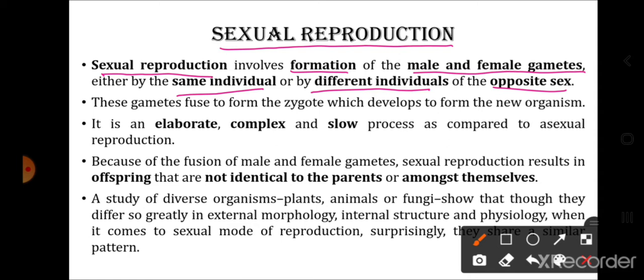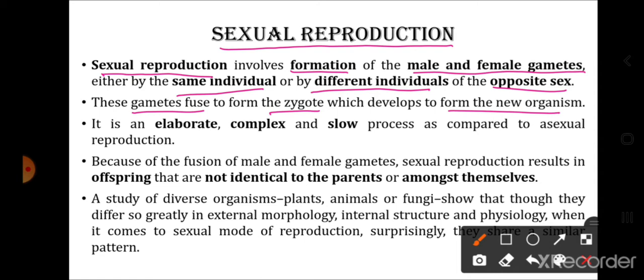If different individuals are involved, then they will of course be of the opposite sex, that is the male parent will produce the male gamete, the female parent will produce the female gamete. These gametes fuse to form the zygote, which develops to form the new organism. So after the formation of the gametes, there will be the fusion of the gametes, that is fertilization. Due to fertilization, the zygote will be formed and this zygote forms the new organism.